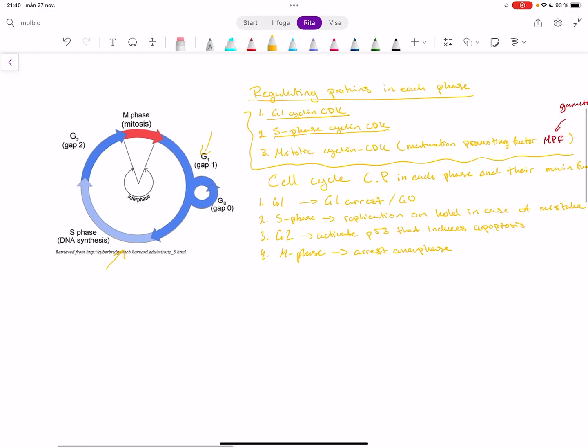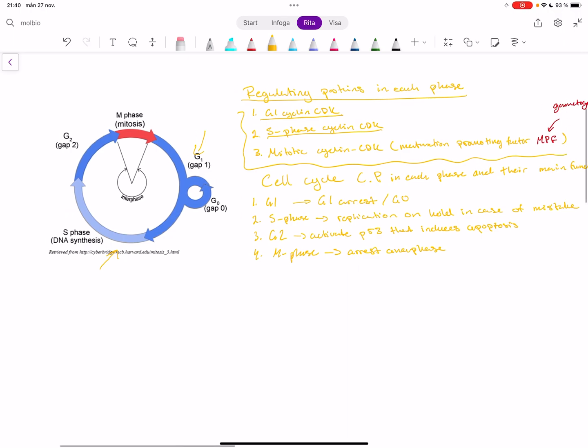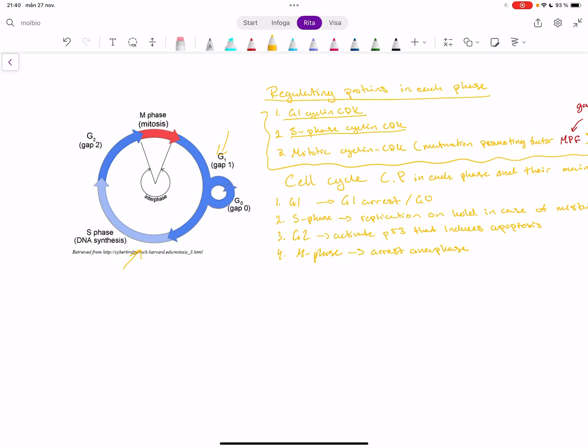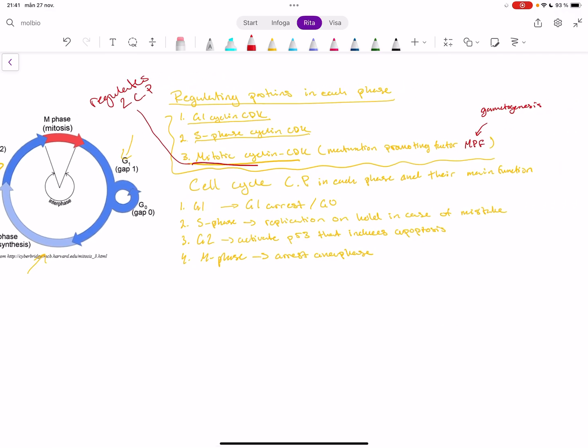And thirdly, in G2 phase, you will have the mitotic cyclin CDK, and the main function here is for the cell to go from G2 to M phase. It activates the APCC complex, and it regulates the G2 and the M phase checkpoints. The mitotic cyclin CDK is also called maturation promoting factor, and this will be important to remember when you talk about gametogenesis.